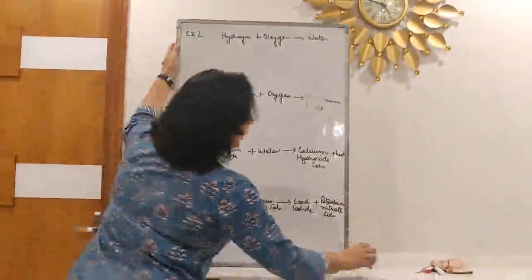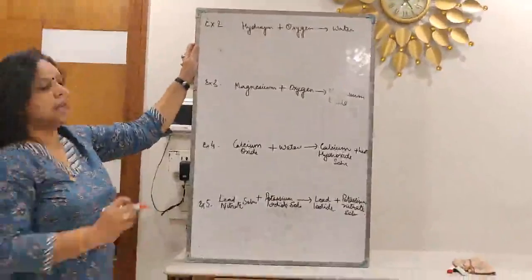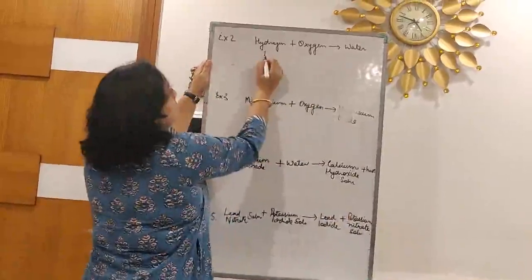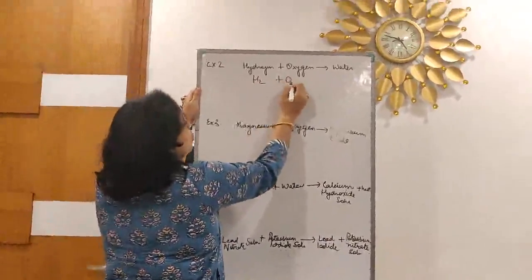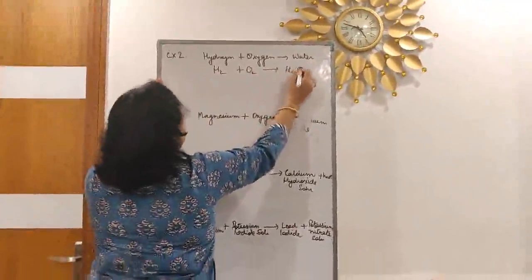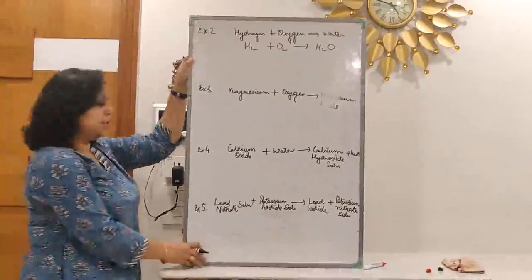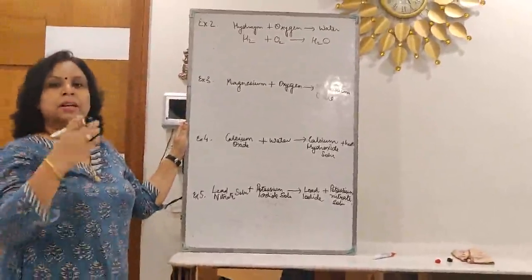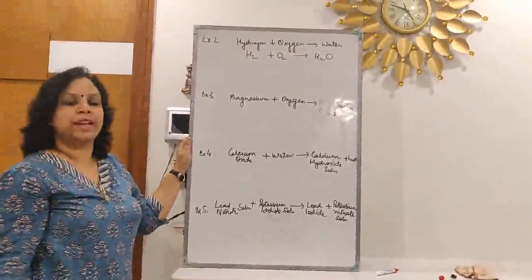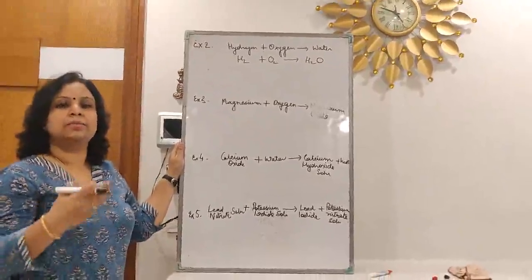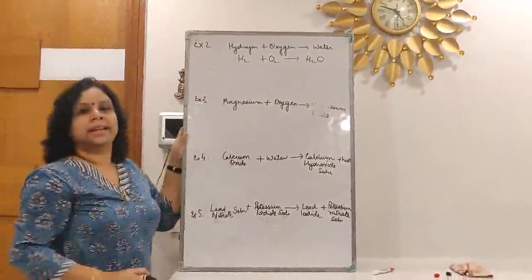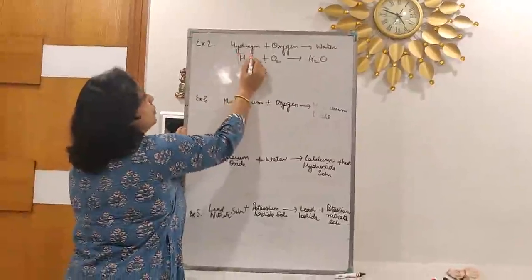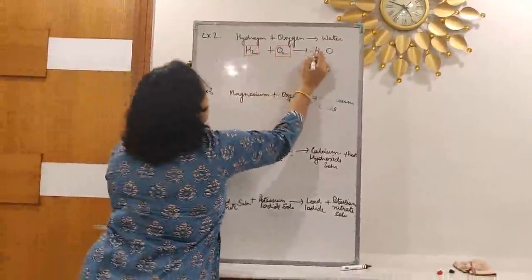Now, example number 1, hydrogen plus oxygen forms water. H2 plus O2 forms H2O. Initially you will have to make these boxes and make the table for balancing reactions. But slowly, with practice, you can directly do the balancing. So, I will first do the first step, put boxes around each.